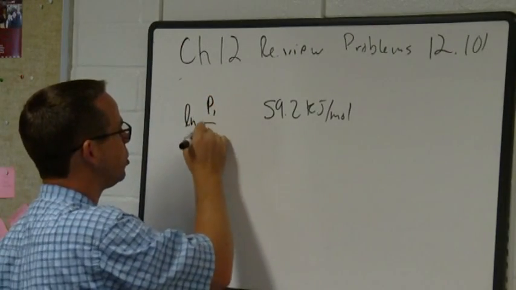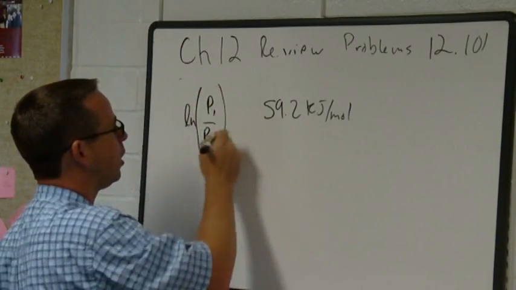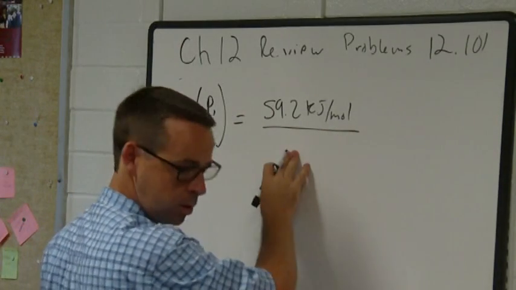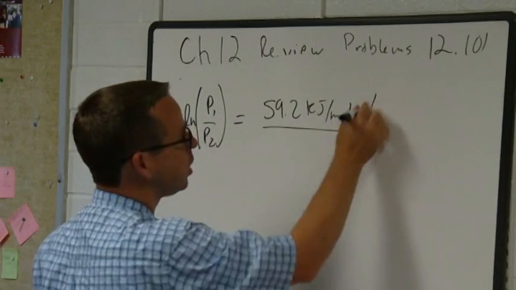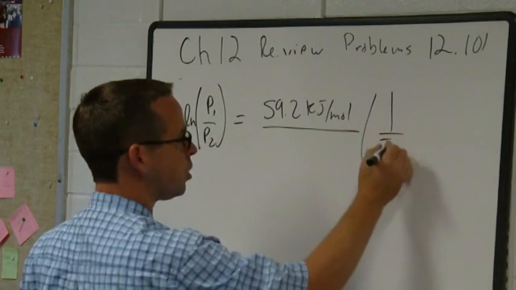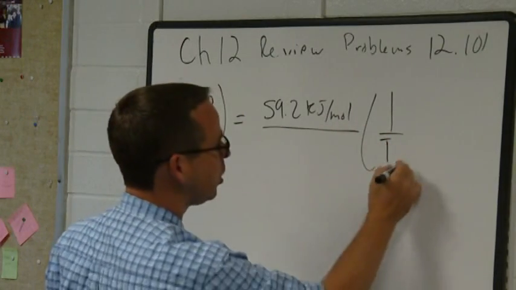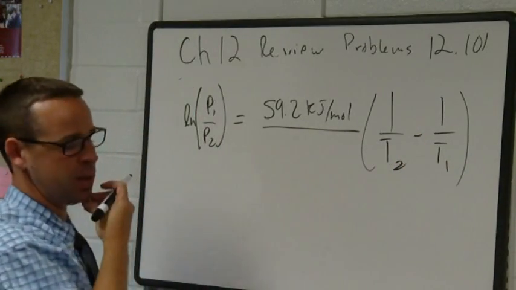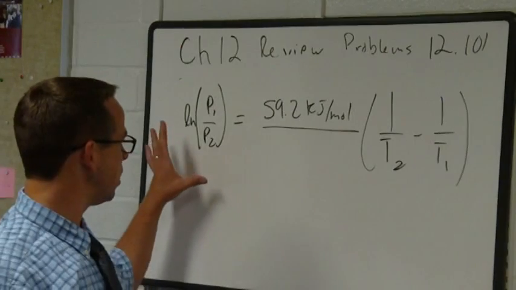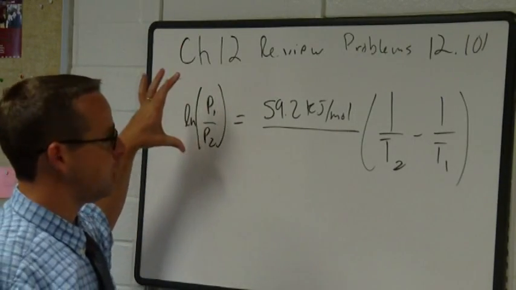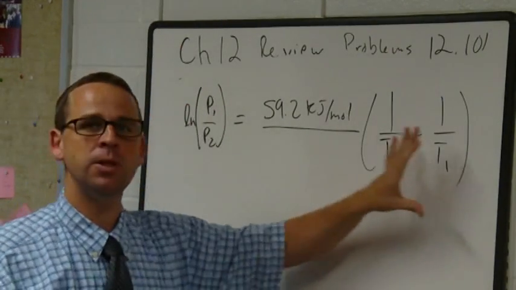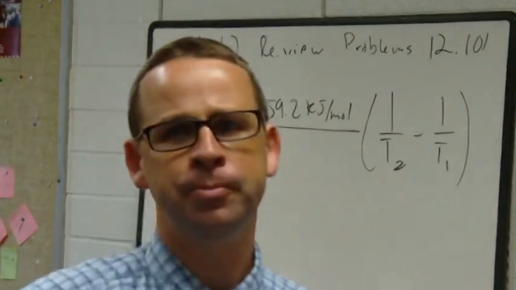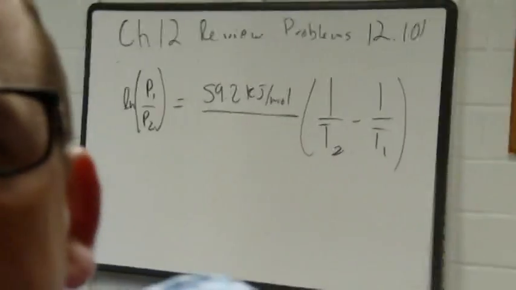pressure 1 over pressure 2 equals delta H of vaporization over gas constant R times 1 over temperature 2 minus 1 over temperature 1. All right, so this relationship here is the relationship between the vapor pressure at different temperatures. Okay?